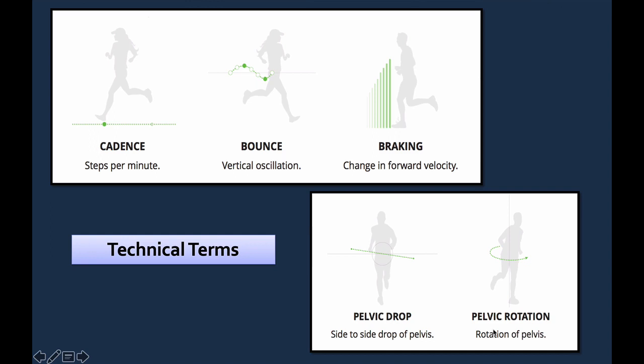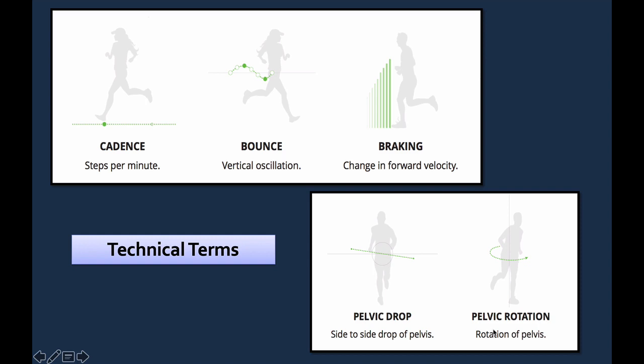And some technical words here. So the normal cadence can be anywhere from 170 to 190 or 200. The bounce is the vertical oscillation. Obviously a little bit of bounce is normal. You're not going to see a runner with zero bounce. So bounce values under 10 centimeters are considered acceptable for most runners.